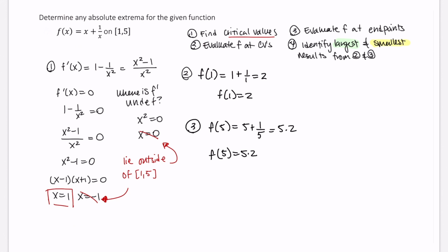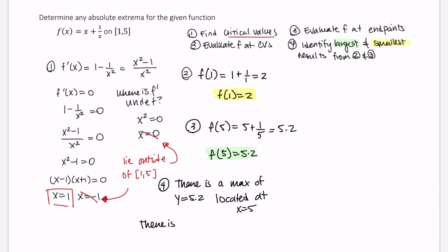Okay, so now let's look at the largest and the smallest values. The largest value occurs here. That's f of 5 is 5.2. That's a maximum. And the smallest is here. f of 1 is equal to 2. So there is a max of y equals 5.2 located at x equals 5. There is a min of y equals 2 located at x equals 1.